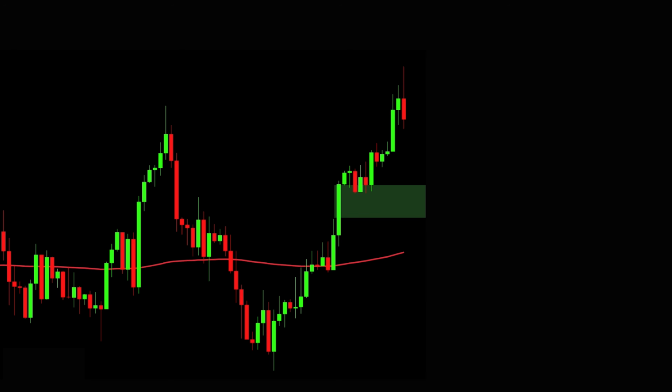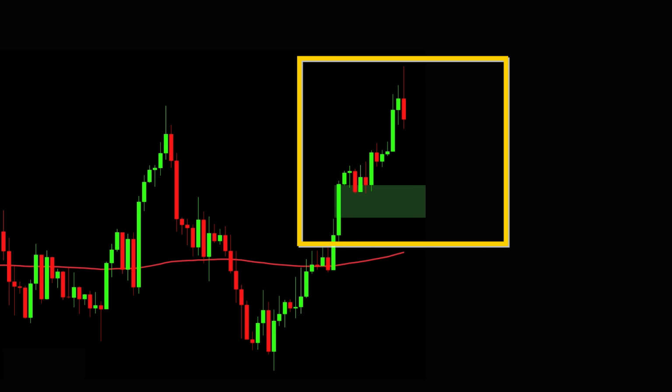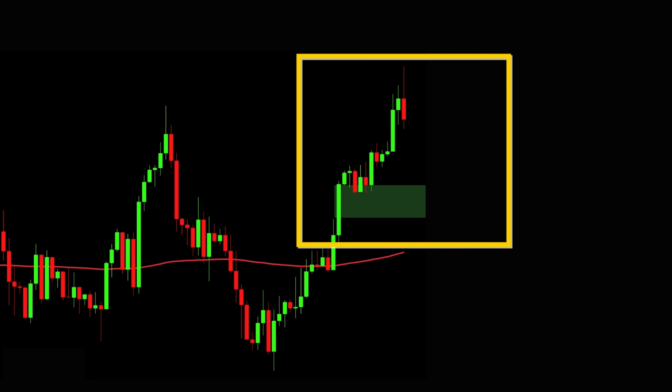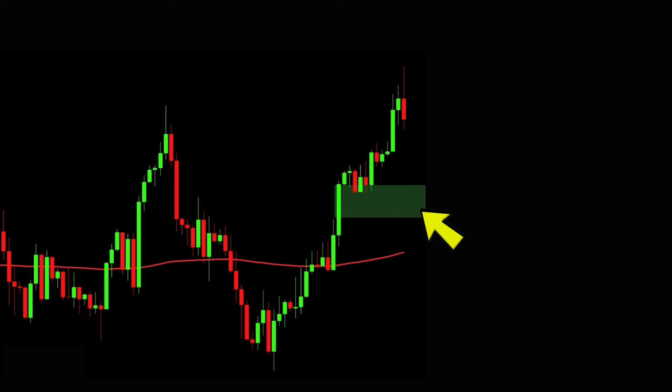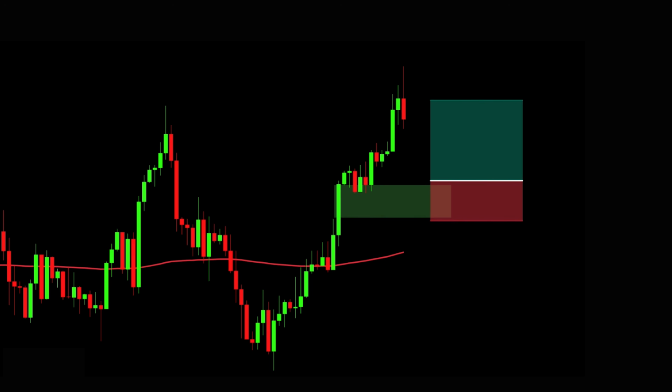Here's an example. We can see that the price is currently above the 200 exponential moving average, signaling an uptrend where we should only look for buy entries. On top of that, a bullish fair value gap has formed right here, providing us with a potential trade setup. Based on this, I will place my buy order at this level, which will be triggered when the price pulls back to test the fair value gap.